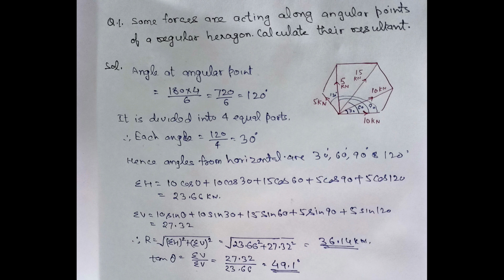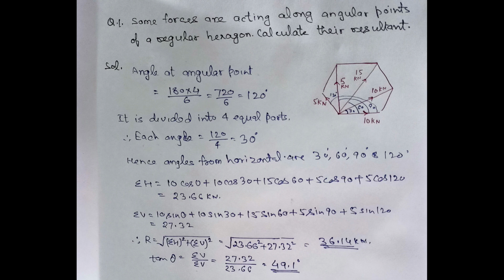Since the angles of all the forces is given from horizontal axis, so we will apply sigma h, sum of all horizontal forces. 10 kilonewton is already a horizontal force. Its angle with horizontal is 0 degree. So we will write 10 cos 0 plus 10 cos 30 plus 15 cos 60 plus 5 cos 90 plus 5 cos 120, which is equal to 23.66 kilonewton.